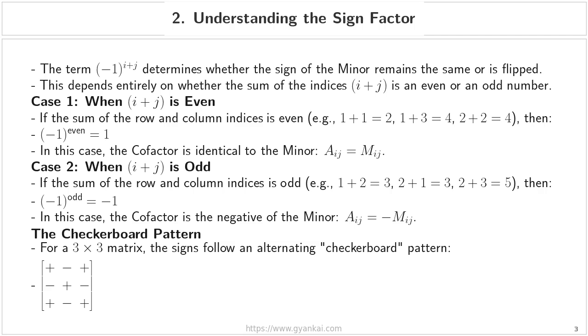To make this much easier to visualize during your calculations, you can use what we call the checkerboard pattern. For any 3x3 matrix, you don't always have to do the addition manually. You can simply remember that the signs follow an alternating pattern, starting with a plus in the top left, then a minus, then a plus, and so on, just like the squares on a chessboard. In the next slide, we are going to put this theory into practice with a concrete, step-by-step numerical example to see this pattern in action.